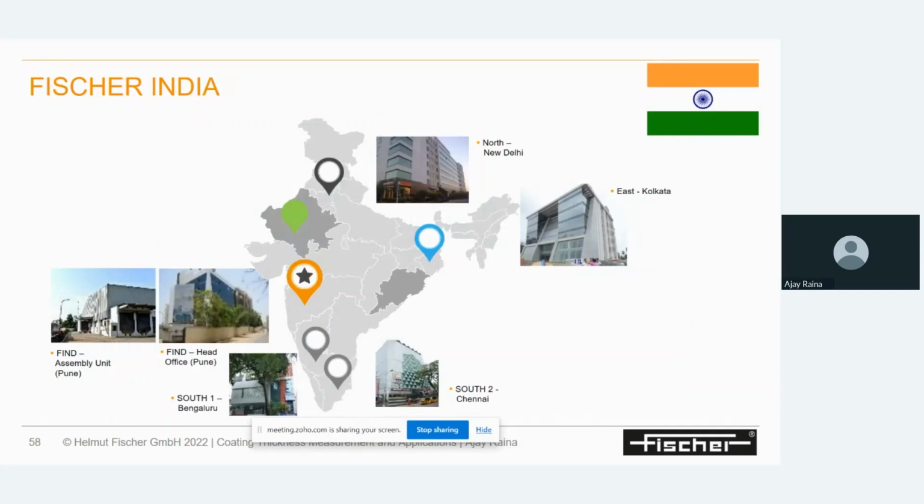In Fischer India, we have headquarters at Pune. Then we have an assembly plant for the jewelry section in Pune itself. Then we have an office in Delhi for north, an office in Kolkata for east, offices in Bangalore and Chennai for the south team, and an office in Ahmedabad for our west division.